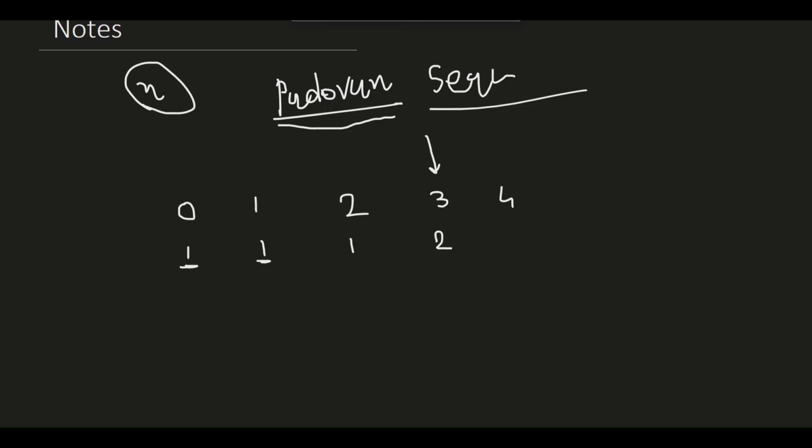Now this becomes 2. After that, I come to my index 4. What is the element at index 4? The second last element is this, the third last element is this, so my fourth element is also equal to 2. Now comes the fifth element. Fifth element is equal to the sum of the second last and third last, so this is equal to 3. Now comes the sixth element. The second last element is 2 and the third last element is 2, so it equals 4. That's how the Padovan sequence looks.